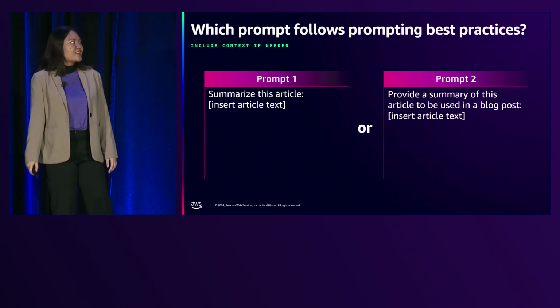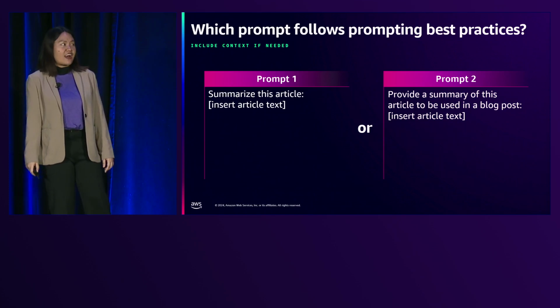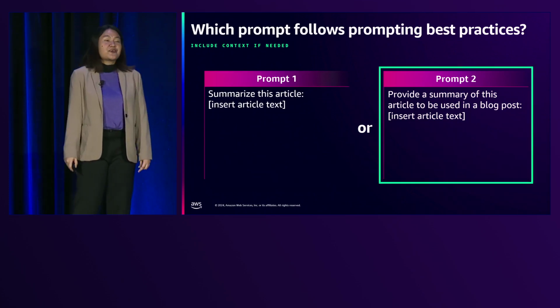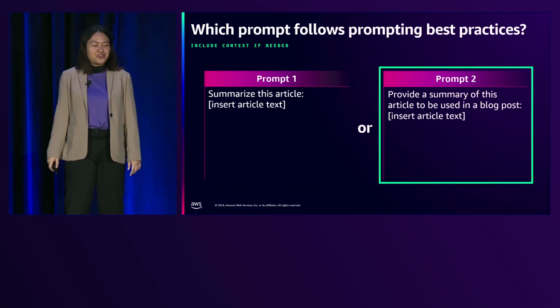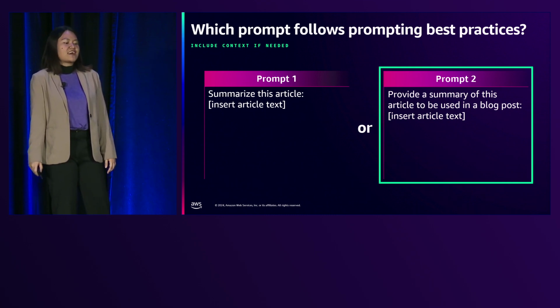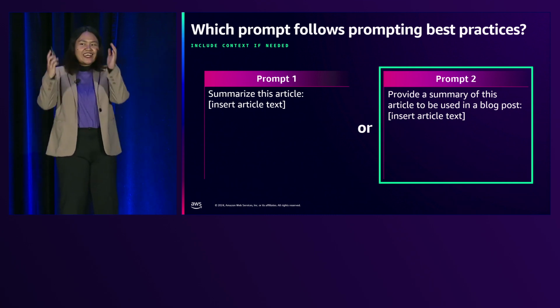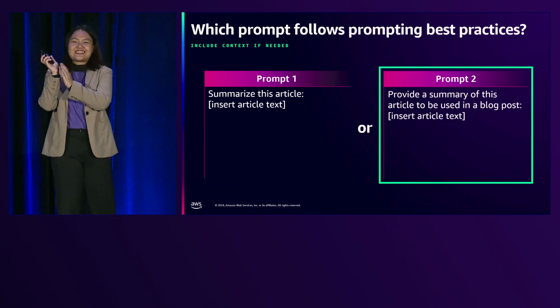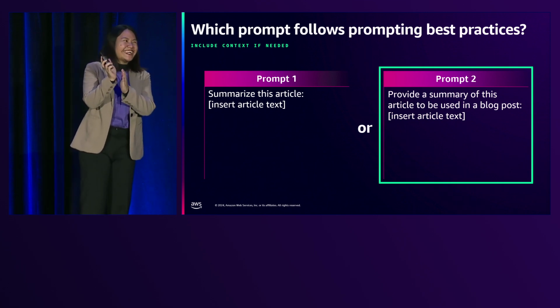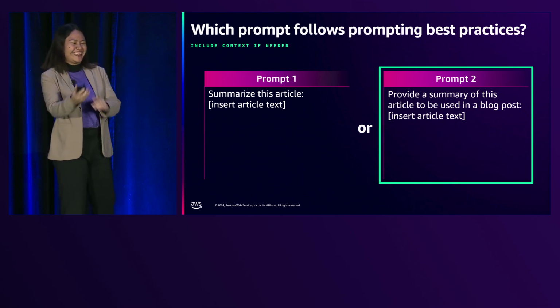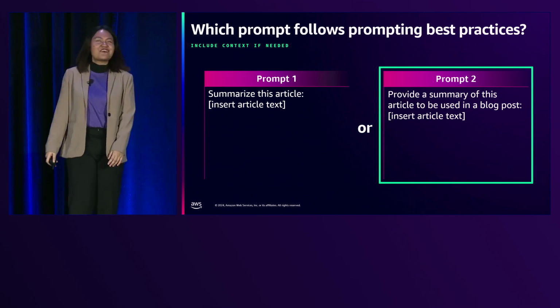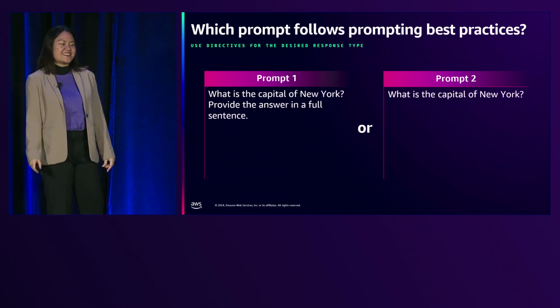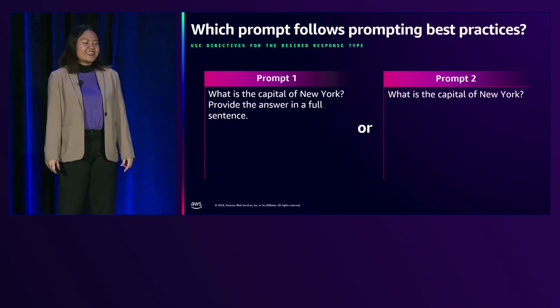So let's take a look which one is the correct answer. So that is correct. Prompt 2 was the correct answer. Okay? So can I get everyone to hand clap? Because I think most of you answered the question correctly. Okay? So we have a couple more questions. So stay tuned. So the next one.